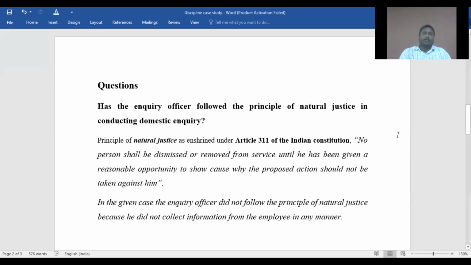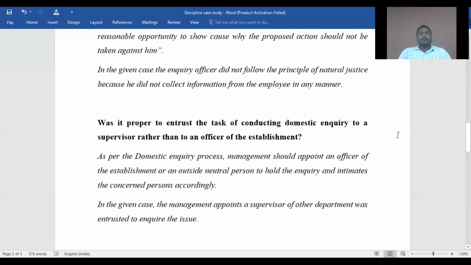The second question is, was it proper to entrust the task of conducting domestic inquiry to a supervisor rather than to an officer of the establishment? As per the domestic inquiry process, management should appoint an officer of the establishment or an outside neutral person to hold the inquiry, and the same is intimated to the concerned persons accordingly.